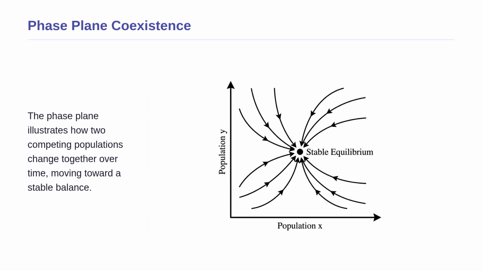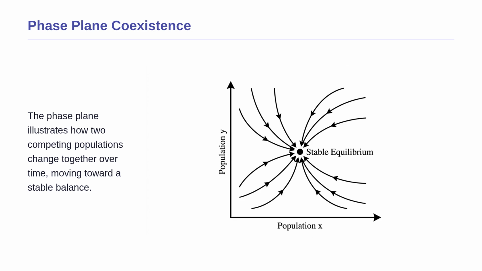Before we move on to solving these equations, let us visualize this relationship with a diagram. What you're looking at is a phase plane. The horizontal axis represents the number of individuals in the first species, X, while the vertical axis represents the second species, Y. Each curved line represents a different starting scenario for the two populations. Notice the arrows on the curves. These show how the populations change over time.